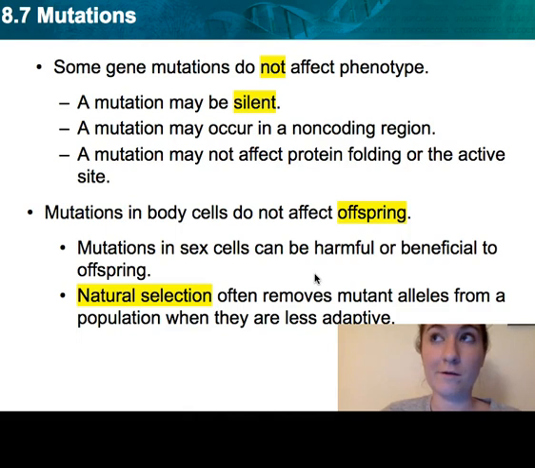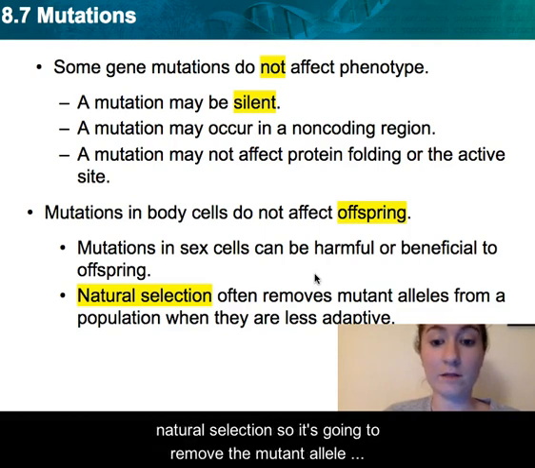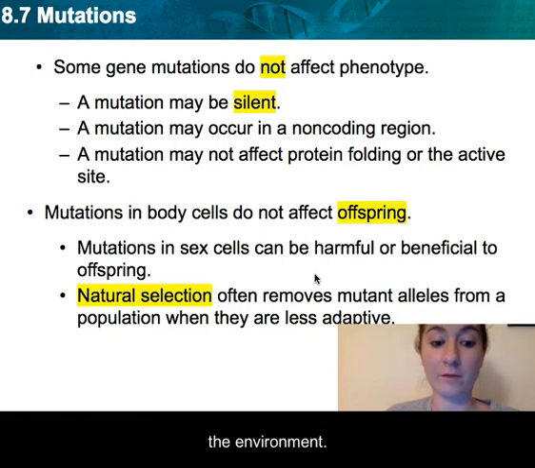Certain mutations can benefit an offspring. That's called during natural selection. So it's going to remove the mutant allele and populate the one that has the more adaptive allele for the environment. Your fifth keyword is bad.